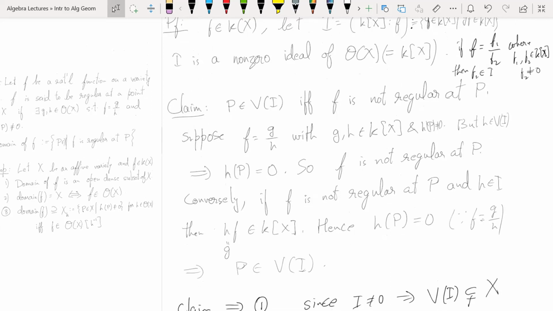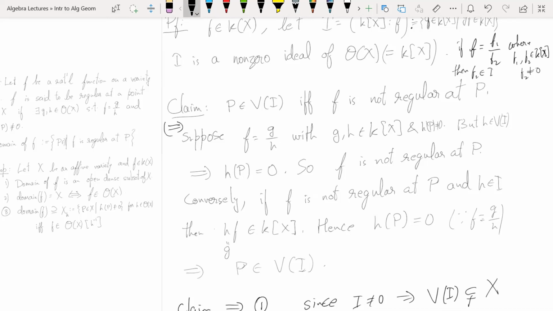Okay, so let's just prove this claim. So which direction am I proving? Suppose f is regular. Let's assume P belongs to V(I), the forward direction.